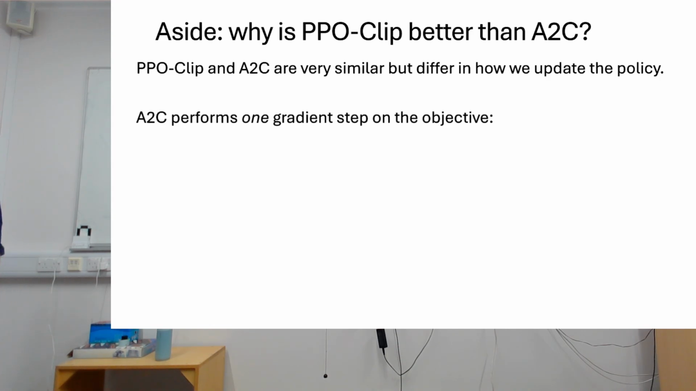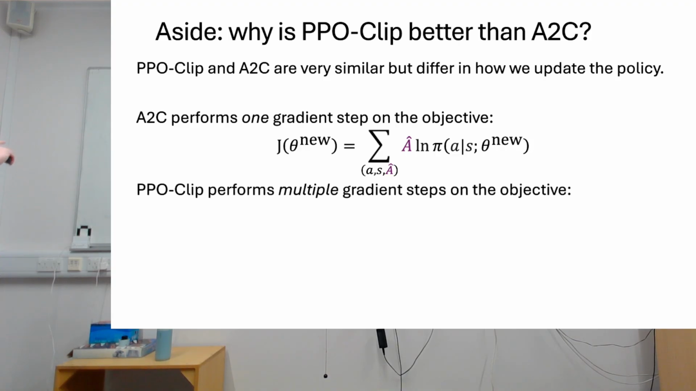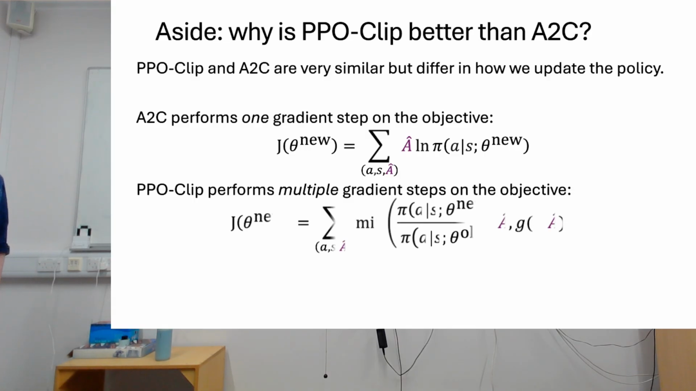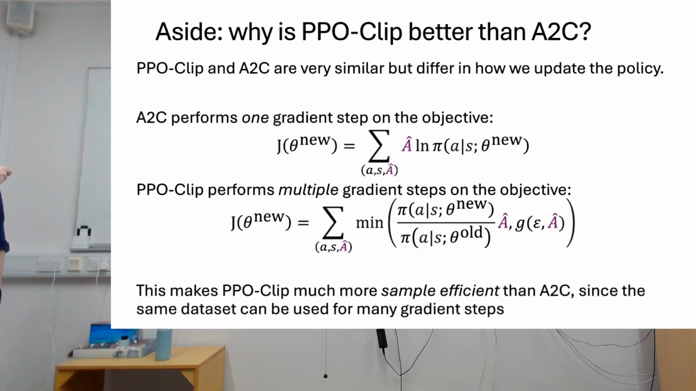In A2C, you perform one gradient step on the following objective, right, which is the sum of the advantages times the log probability of the new actions. PPO clip performs multiple, typically mini-batch gradient steps on this objective. So we can see that PPO clip is better because it's more sample efficient, because you can do multiple update steps of your policy for each set of data that you get, right? So both of them generate a set of data, and PPO clip uses that data more aggressively than A2C. It uses it to do multiple policy update steps, as opposed to A2C, which just does a single gradient step on this objective.